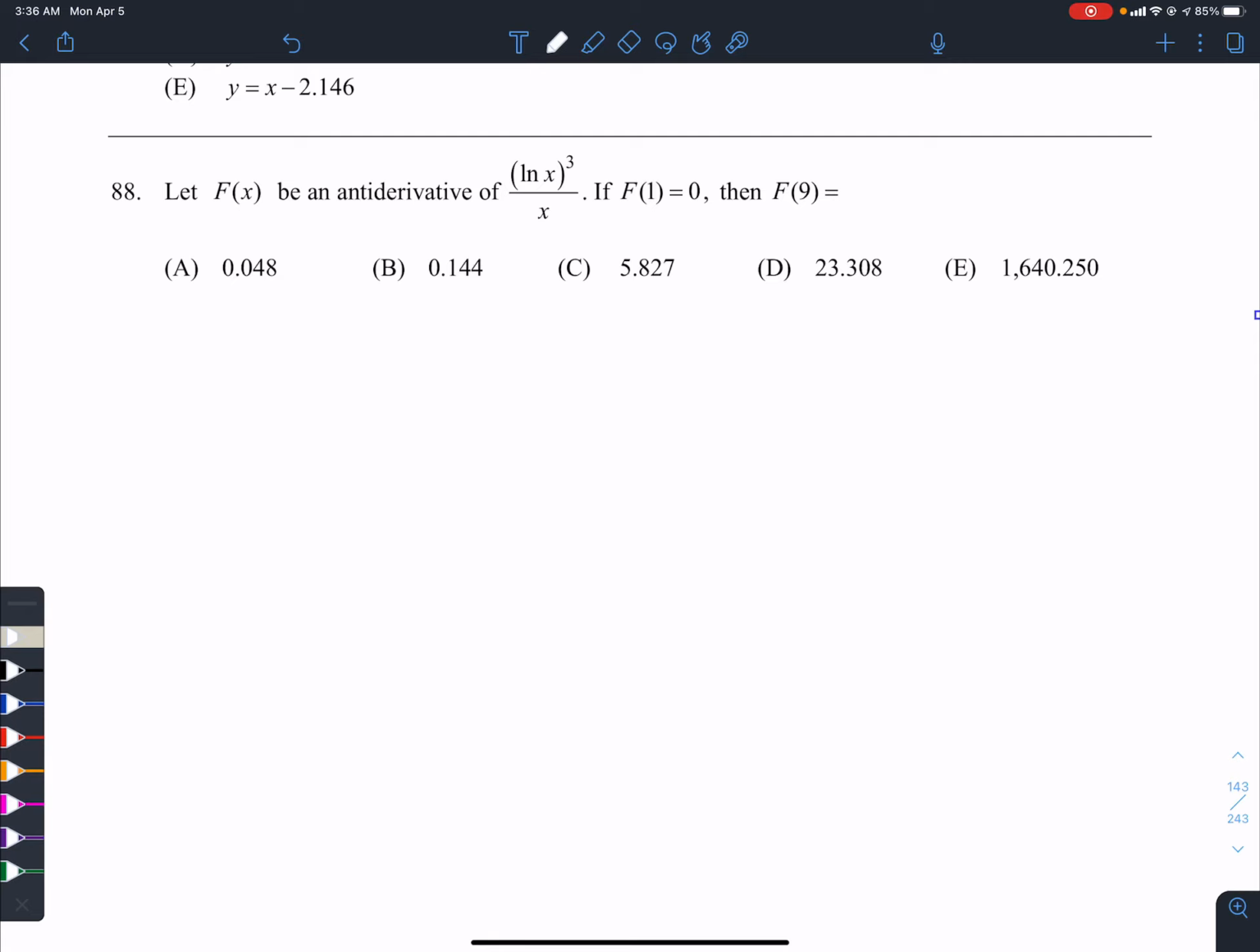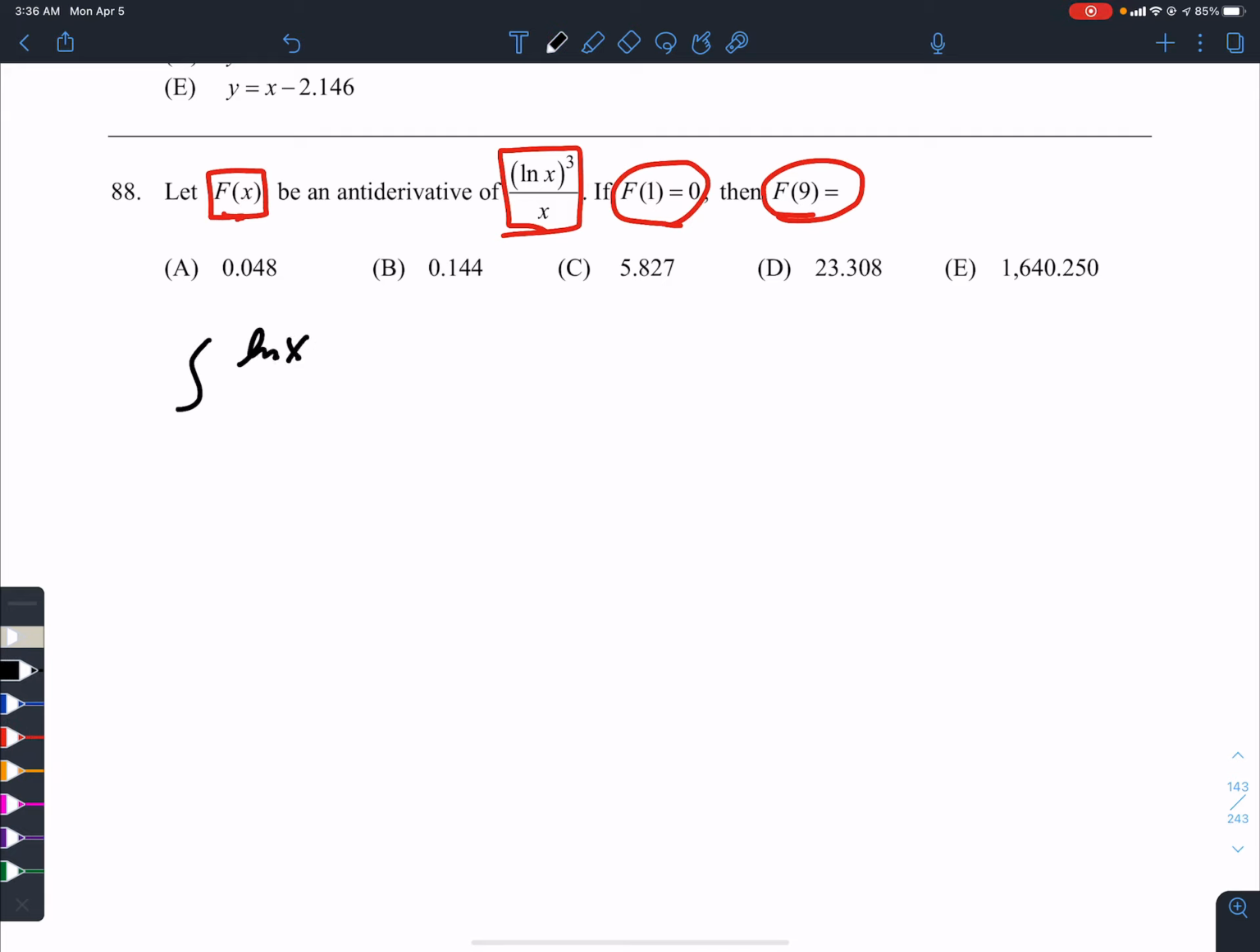1998, number 88. So we have the value of f at a given point. They want to know the value of f at 9. And then f of x is the antiderivative of this thing. What does that mean? So that means that the integral of ln of x cubed over x dx is f of x. All right?